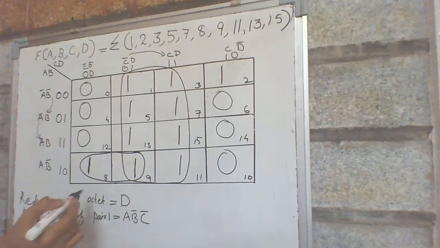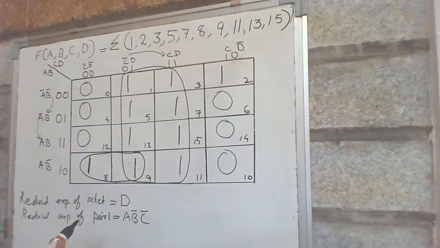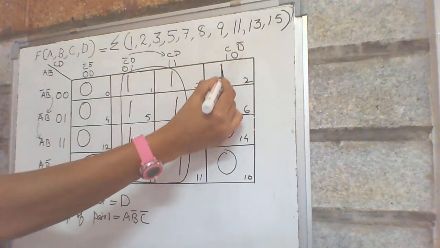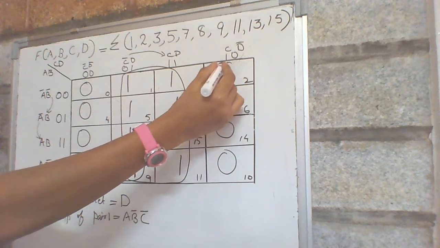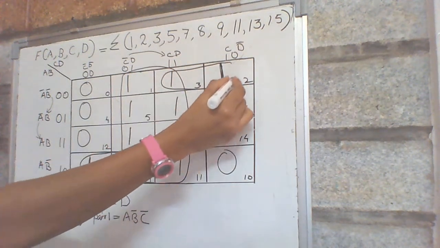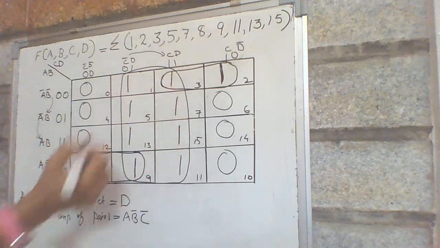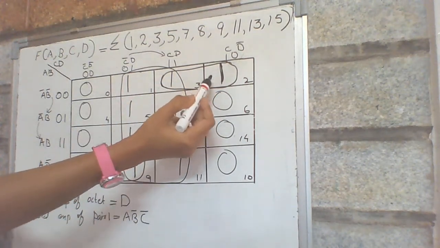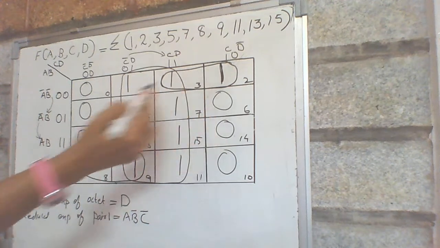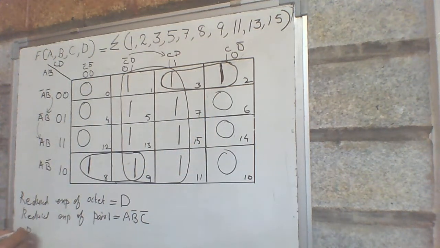Next, is there any other pair? See here, 1 is there. We need to include this one in this pair. This one is another pair. Okay, this is the second pair. Then the reduced expression of pair 2.